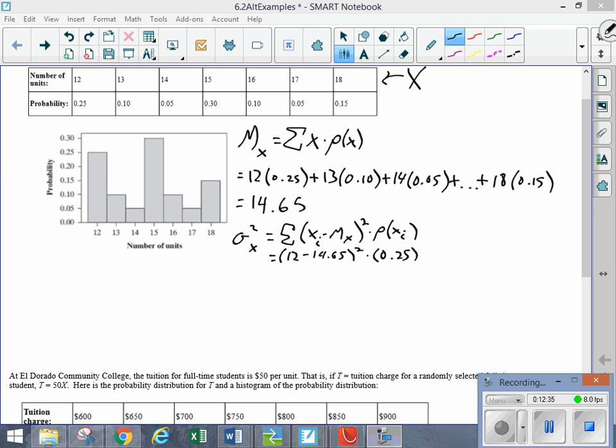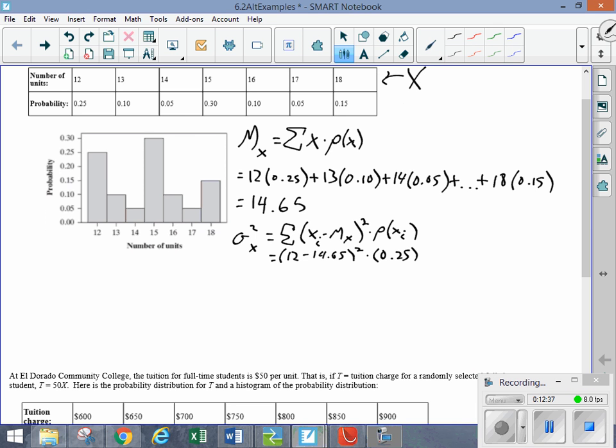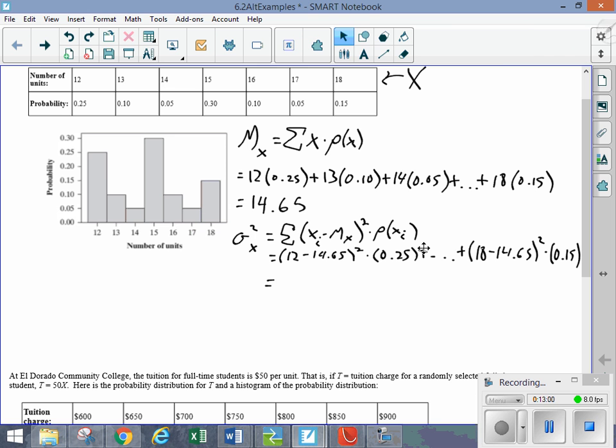Plus, and I'm just going to go ahead and abbreviate this, and that's going to be 18 minus 14.65 squared times 0.15. And now we're going to get our calculator to do this for us, and it'll save us a bunch of time.